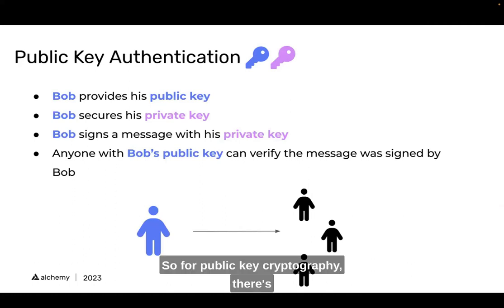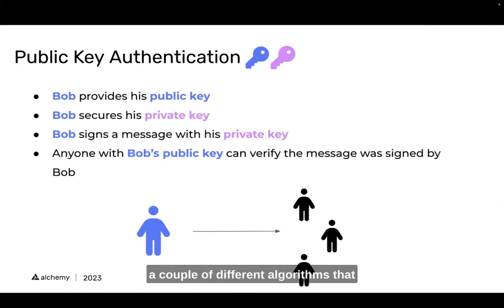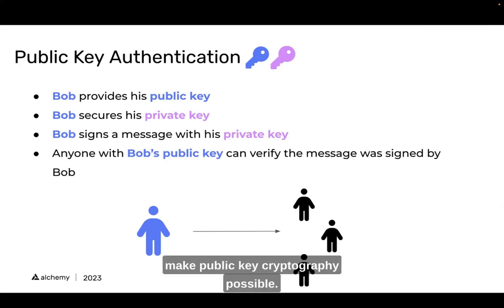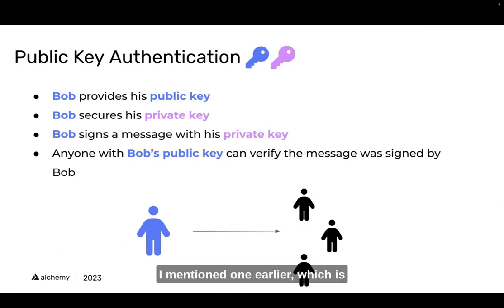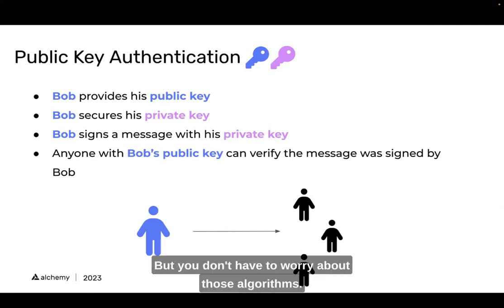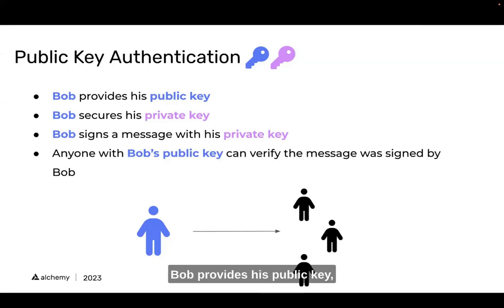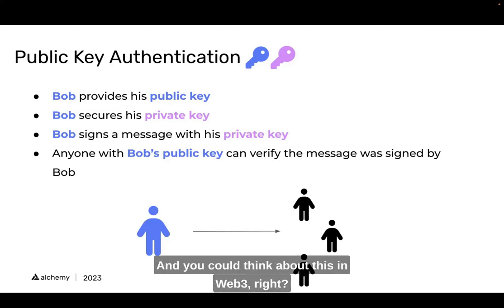So for public key cryptography, there's a couple different algorithms that make it possible. I mentioned one earlier, which is ECDSA, the elliptic curve digital signature algorithm, but you don't have to worry about those algorithms. Basically, public key cryptography works like this. Bob provides his public key. He secures his private key. And you could think about this in Web3, right?